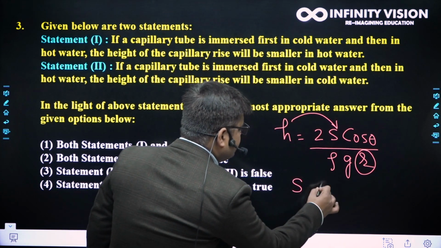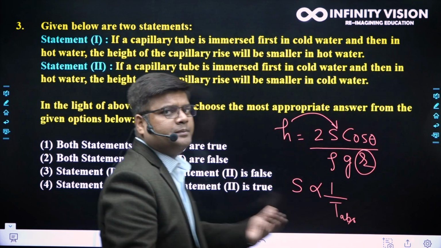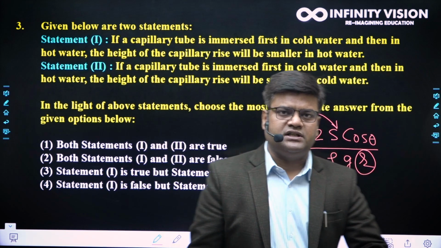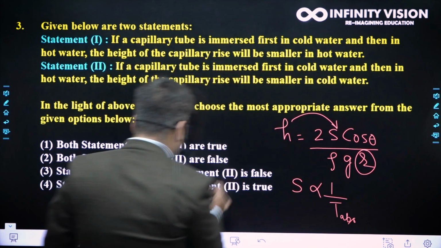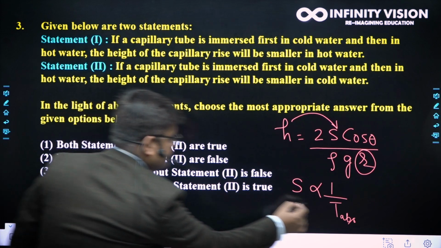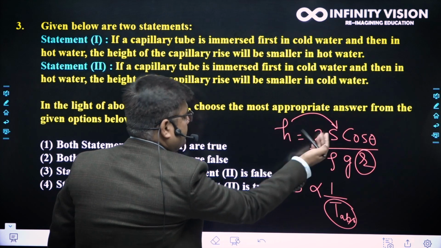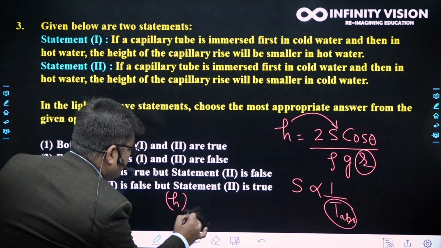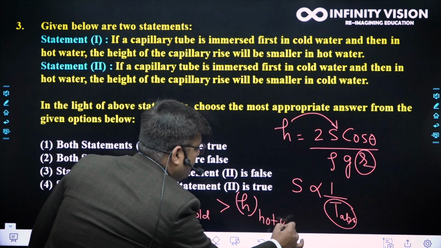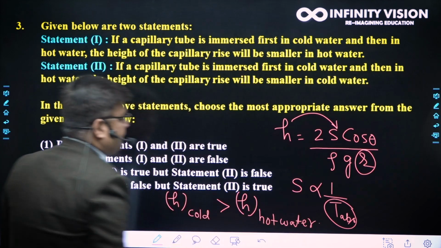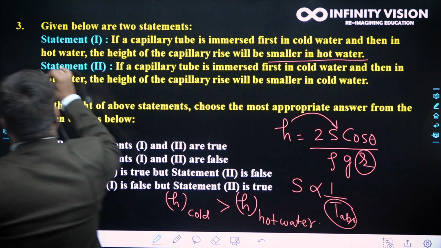Now surface tension is inversely proportional to absolute temperature. Higher the temperature of the liquid, lower will be the surface tension. ठीक है ना? तो अगर पहले हम कोल्ड वाटर में इमर्स कर रहे हैं, so surface tension is inversely proportional to temperature. If temperature is low, then surface tension is high, so h will be high. So clearly capillary rise for cold water is greater than capillary rise for hot water. This is true. Capillary rise hot water में कम होगा, so smaller in hot water लिख रखा है इन्होंने, so this is true. Statement 1 is perfectly true.